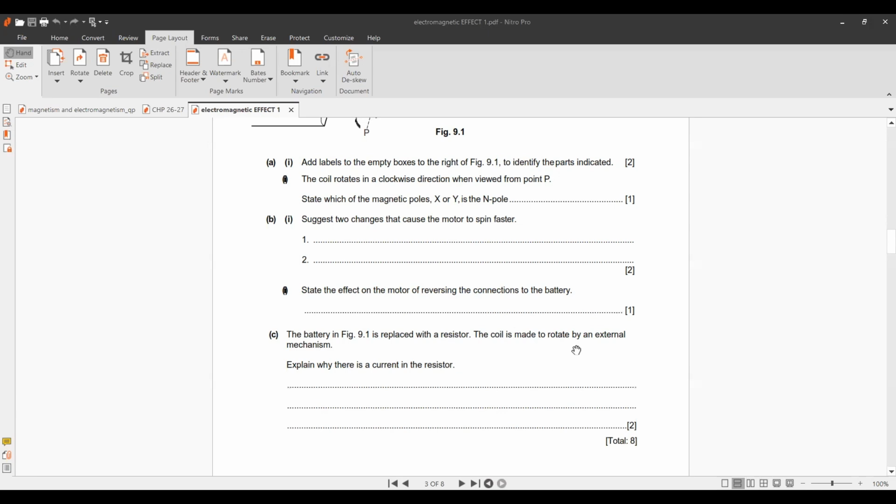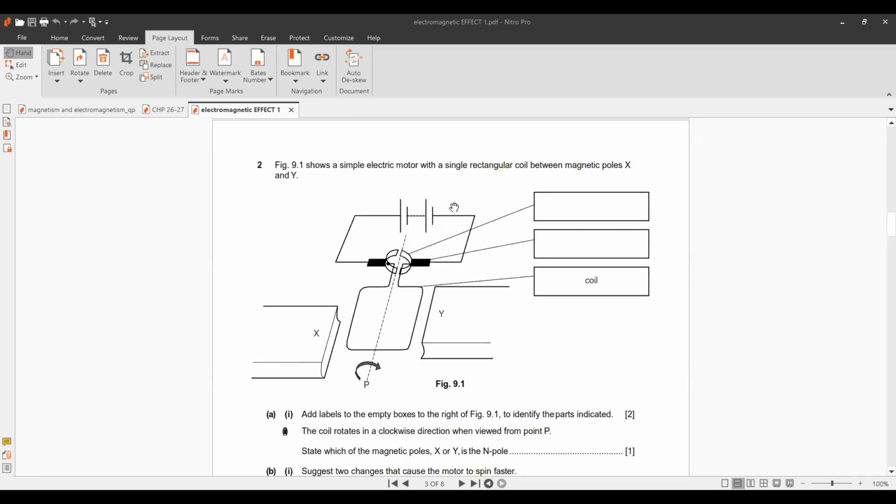The battery in figure 9 is replaced with a resistor. The coil is made to rotate by an external force. Explain why there is a current in the resistor. Now they have removed the battery and in its place attached a resistor. Why is there current in the resistor now? How would you justify that?